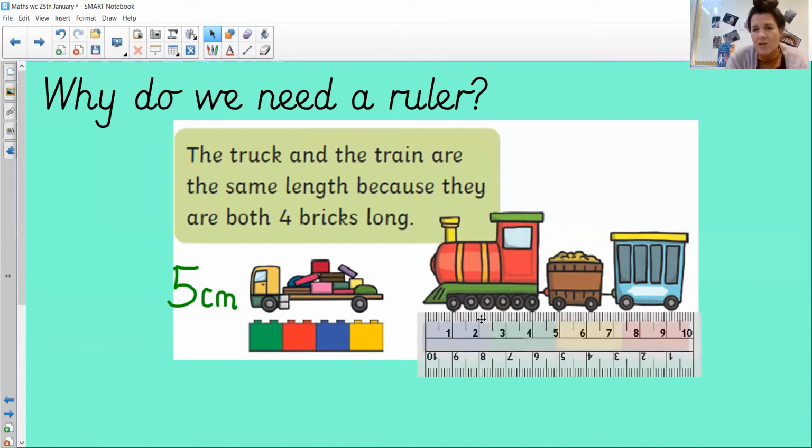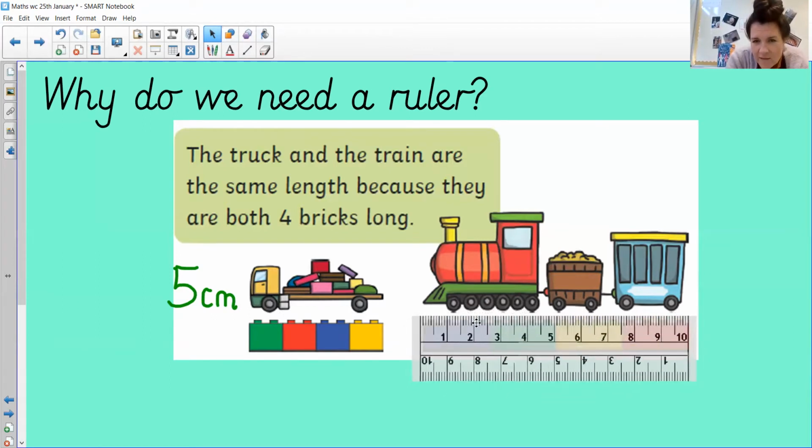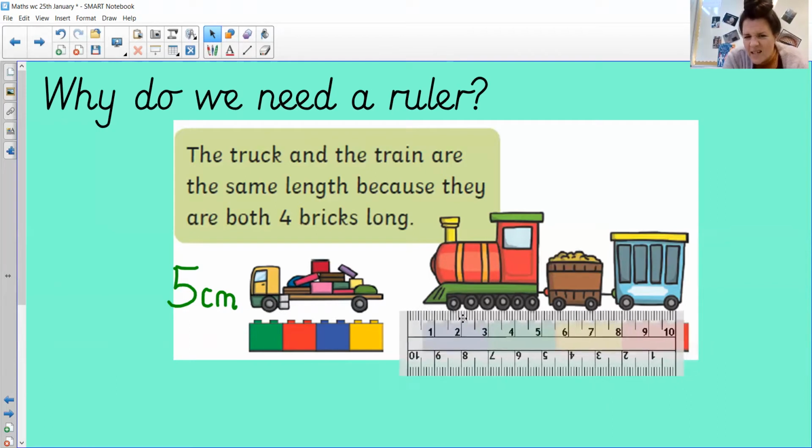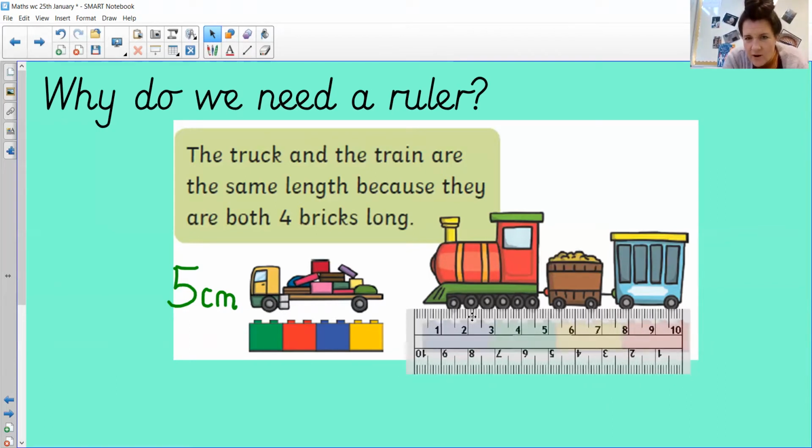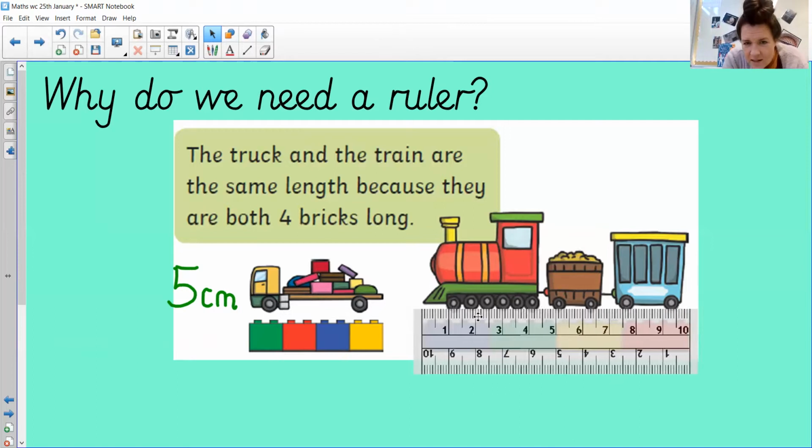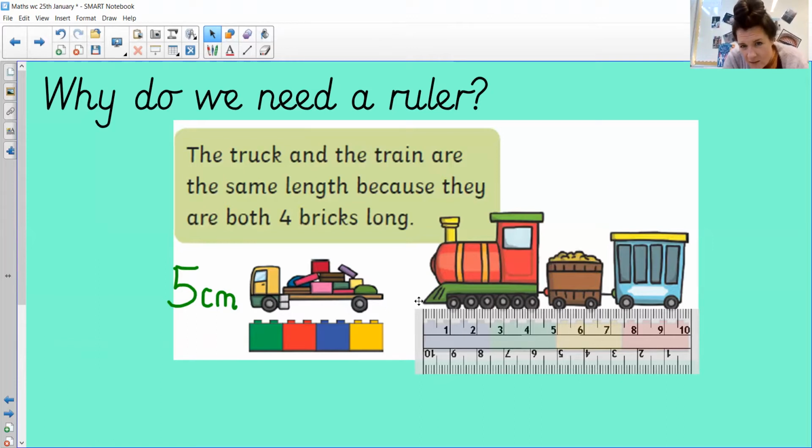So using the same unit of measure, we're using centimeters. Now, remember, I've got to be really careful. Or you can help me. You can tell me when I'm close to getting my ruler in the right place. Am I close? I think I'm pretty close. I think that's about right because the front of the train lines up with the front of the ruler here. Okay, this line here. Okay, right.